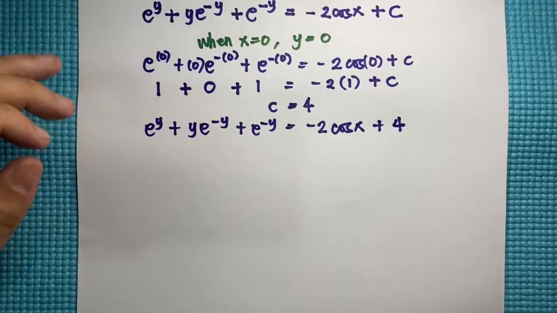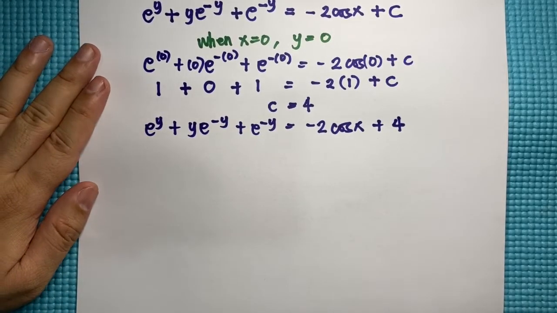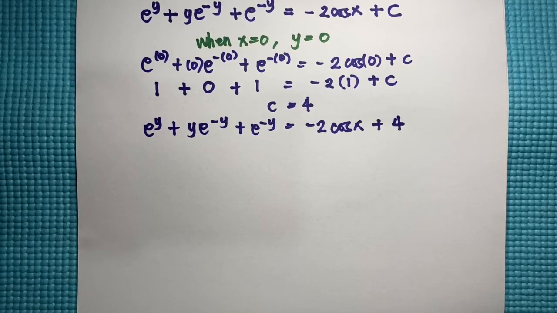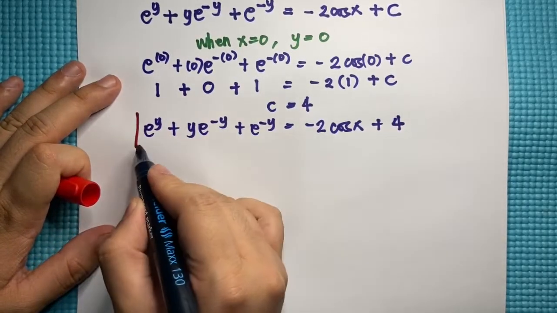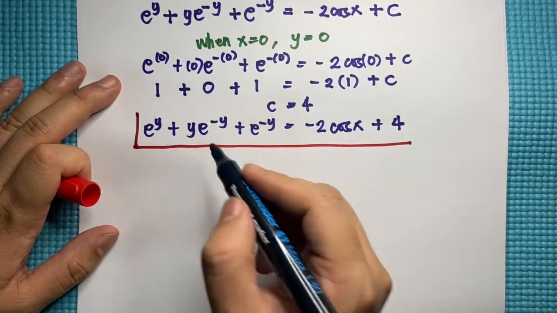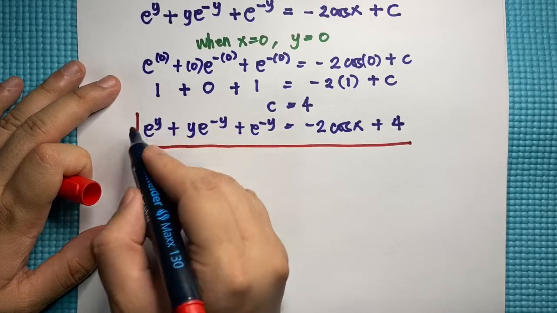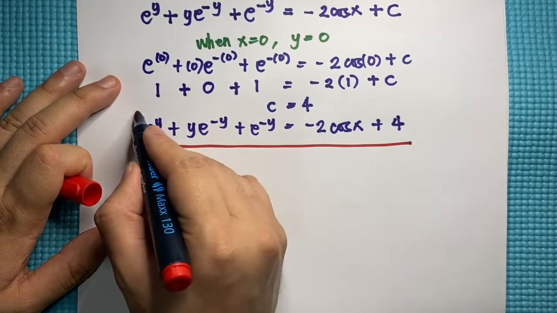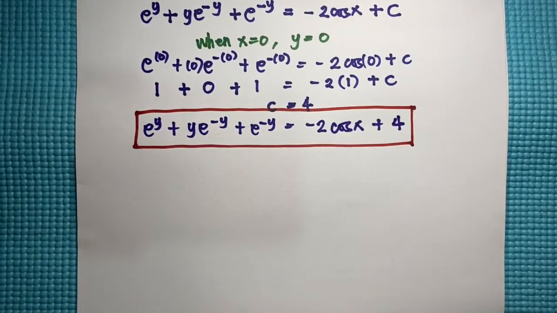But if we want to express this explicitly as y, that would be difficult. Okay, so I'll just leave it this way. So therefore, our particular solution would be e raised to y plus y e raised to negative y plus e raised to negative y is equal to negative 2 cosine x plus 4. Okay, so that is for our example number 4.